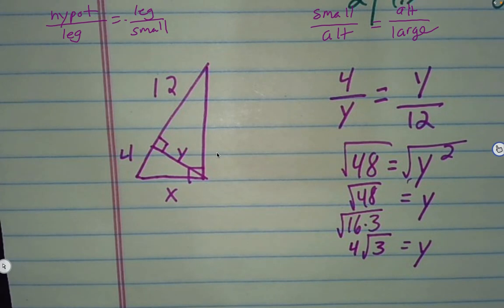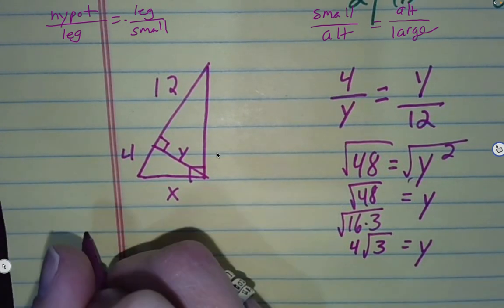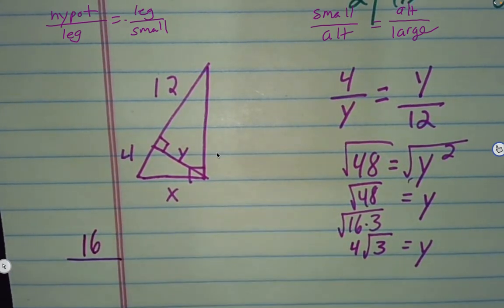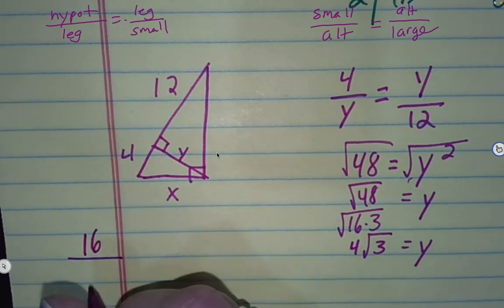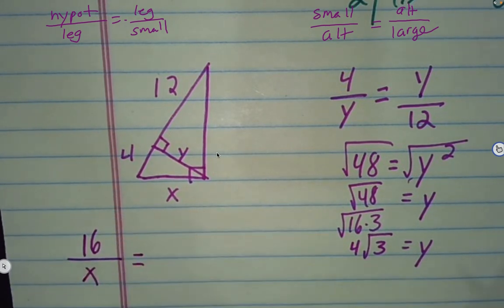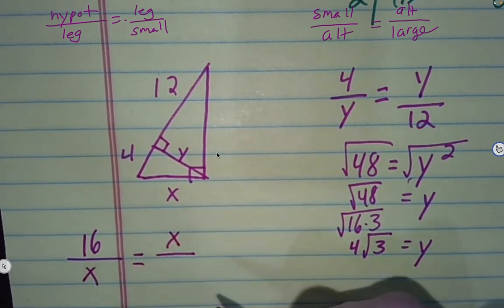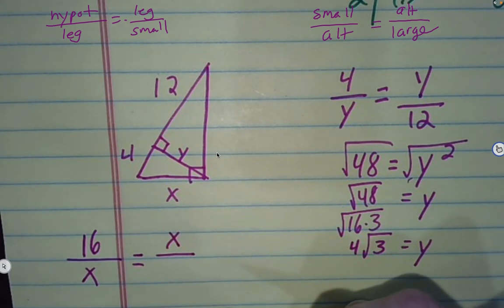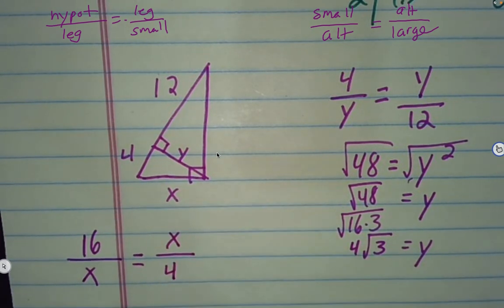What's the whole hypotenuse? 16. Very good. Does anybody not understand that the entire hypotenuse is 16? Yes, very good. So there's our hypotenuse. What's the leg? X. What's the other leg? It's still X. And what is the small side? 4.